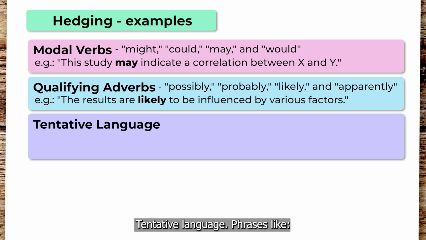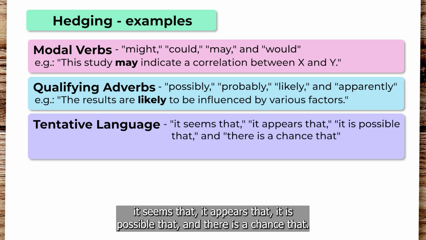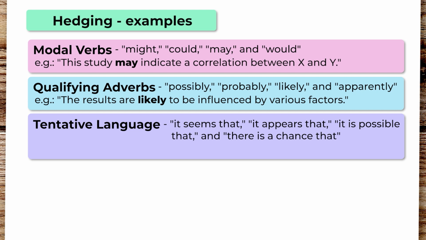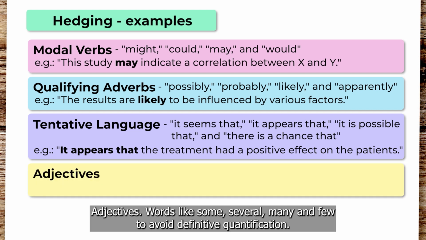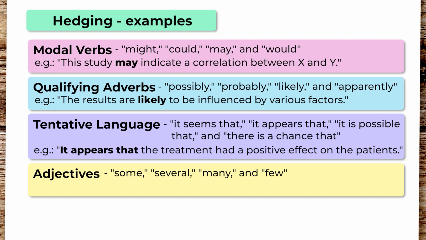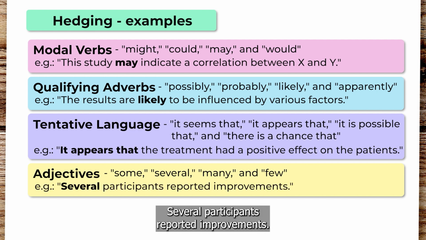Tentative language. Phrases like it seems that, it appears that, it is possible that, and there is a chance that. Example: it appears that the treatment had a positive effect on the patients. Adjectives. Words like some, several, many, and few to avoid definitive quantification. Example: several participants reported improvements.